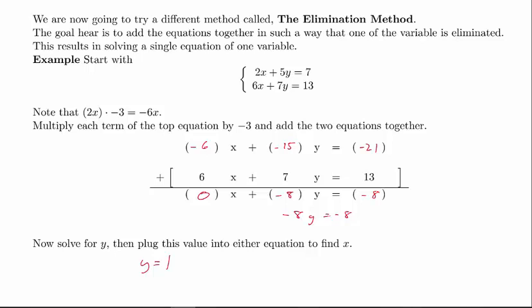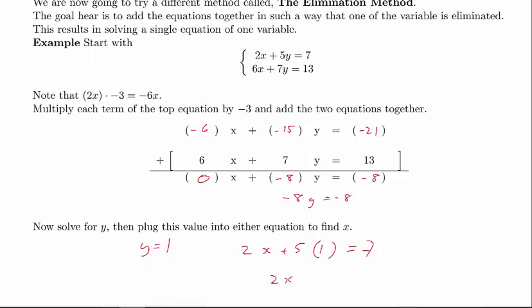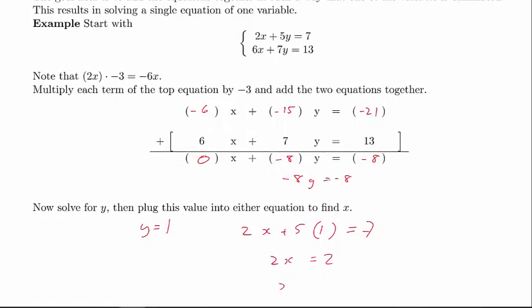And so we plug this value into one of our original equations. So we've got 2 times x plus 5 times 1, and that equals 7. Again, we're solving this equation for our x value. And so we get 2x equals 2, so x equals 1. And so our ordered pair is 1 and 1.